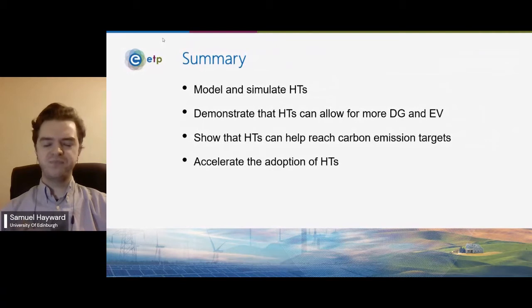So just to summarize the project overall, this project is focusing on modeling and simulating hybrid transformers in order to demonstrate whether or not hybrid transformers can allow for greater implementation of renewable distributed generators and electric vehicles within distribution networks. And if the results of these tests and models show that hybrid transformers do allow for greater implementation, this demonstrates that hybrid transformers can potentially be used to help the UK government reach its carbon emission reduction targets, and as such help the UK government in combating climate change. And the results of this would then help to accelerate the adoption of hybrid transformers into the UK power system.